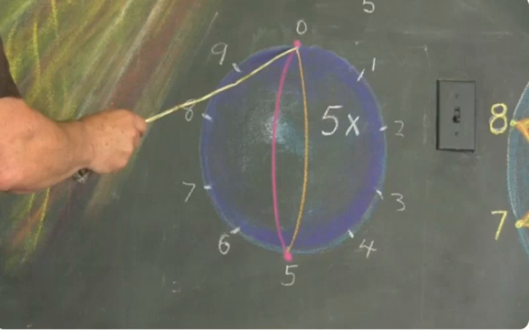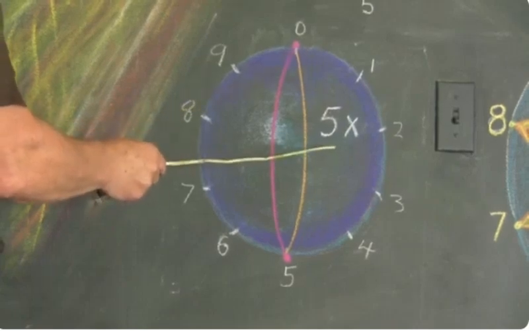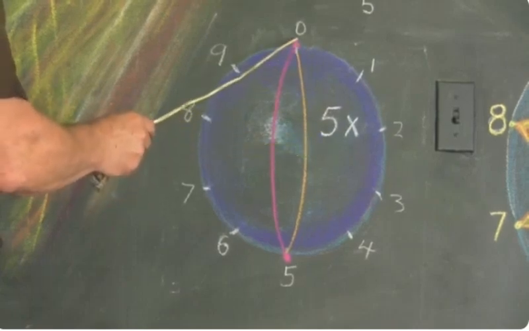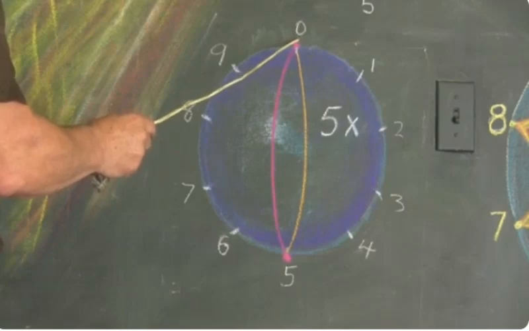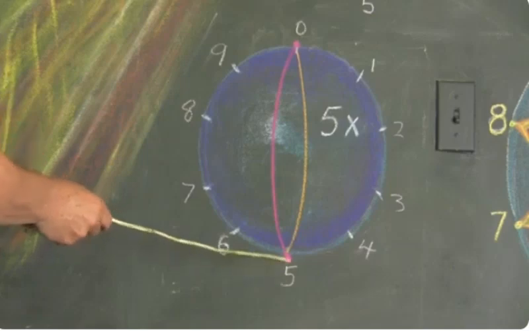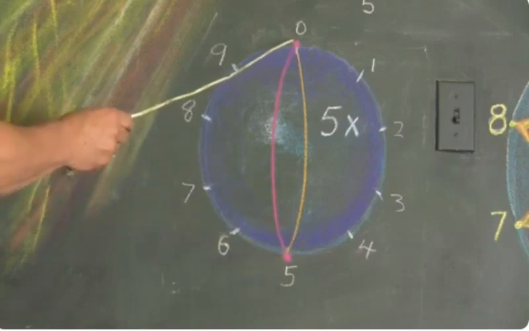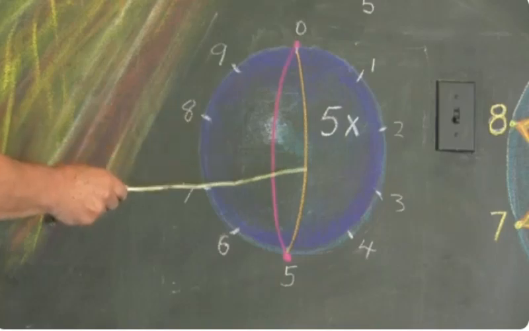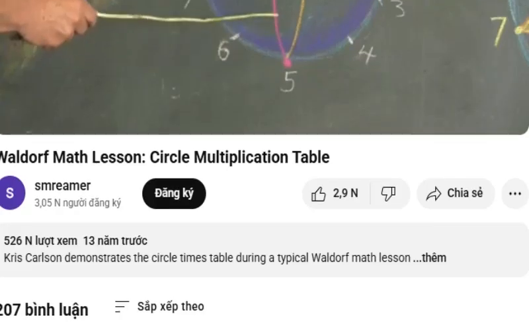Now this circle will show us the 5 times tables. A little different than the others because 5 times always ends in 0 or 5. So it's just like a calculator here. We're going back and forth. We start with 0 times 5 is 0. 1 times 5 is 5.